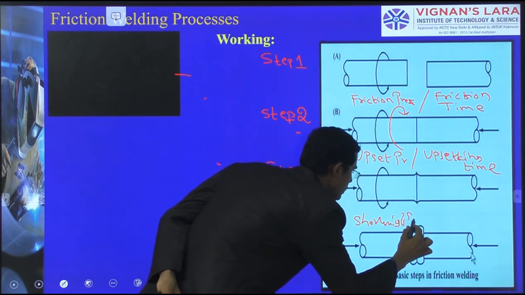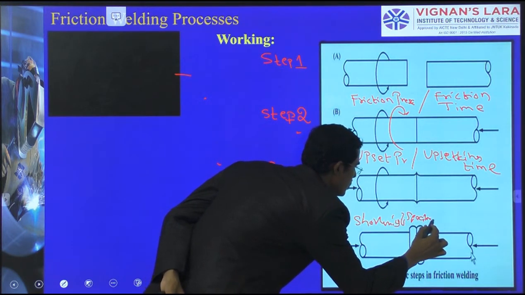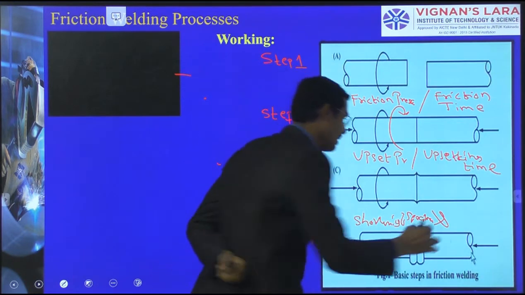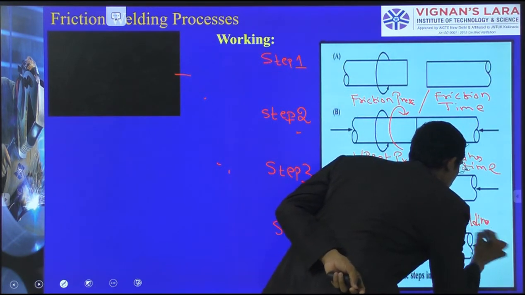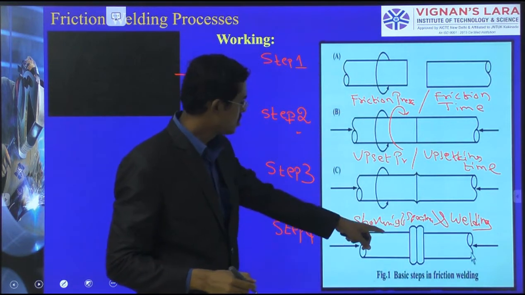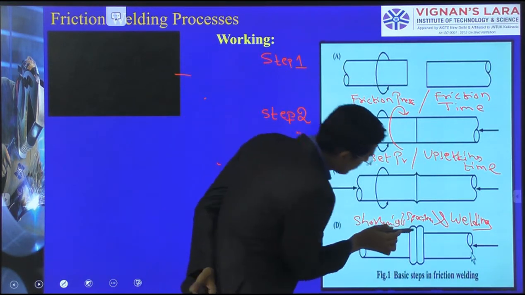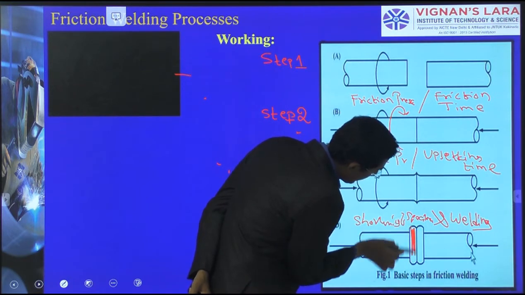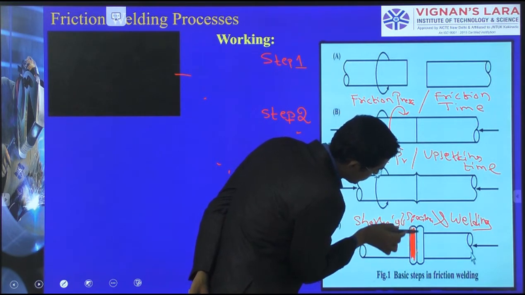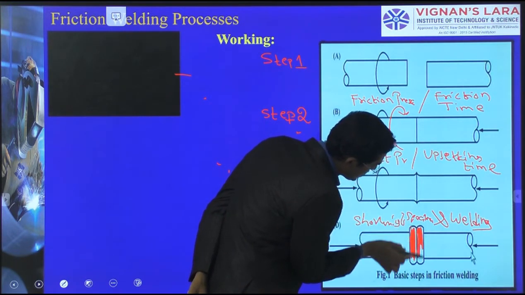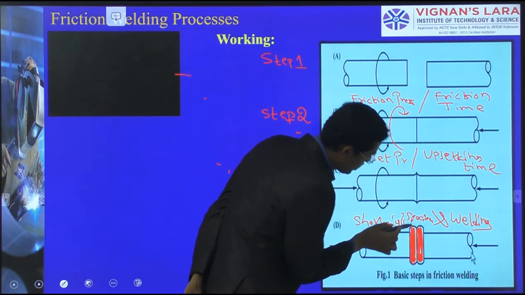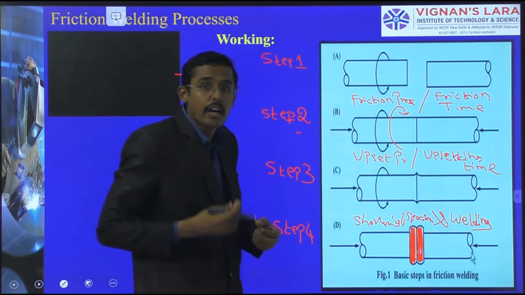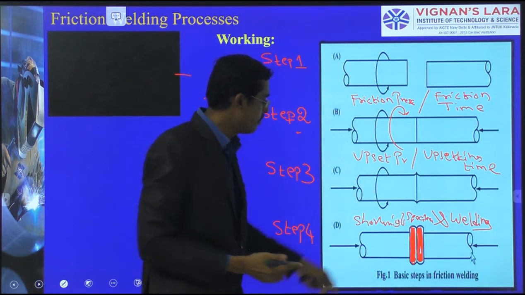Shortening of specimen and welding completed. Welding completed by solidification process, and we will get the flashes outside. This we call it as flash. This one we are calling it as a flash component. So the shortening occurs in case of 100 mm we are taking, this side will become 98.